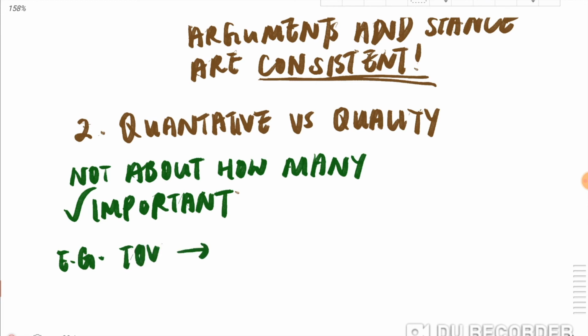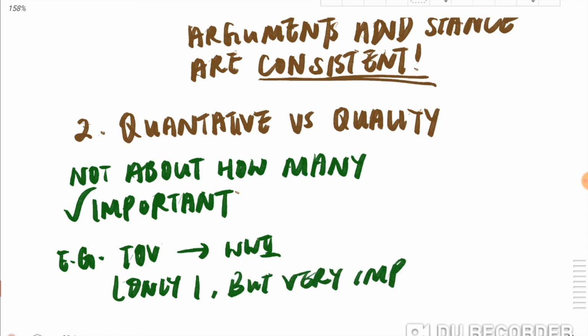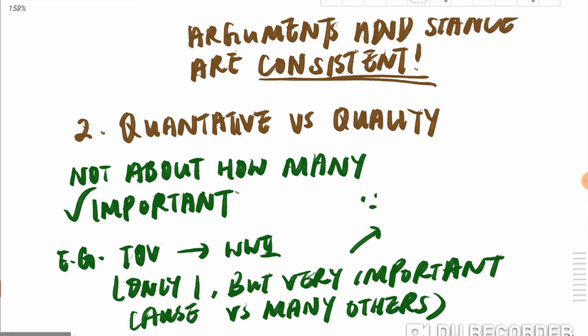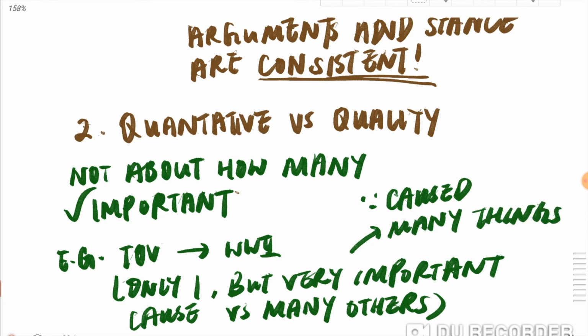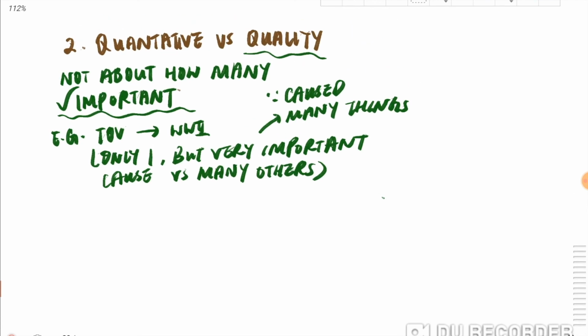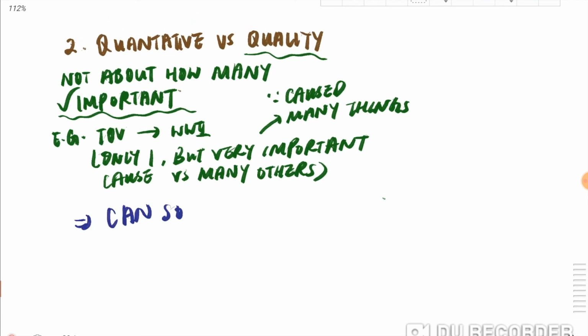For example, for the Treaty of Versailles, we usually say it's probably one of the most important causes of the Second World War because it caused a lot of other problems, such as the weakness of the League of Nations. And then we can see how the one cause, the Treaty of Versailles, was very important in causing a lot of other problems in Europe at that time, leading to a higher possibility of the Second World War. So it's more of an important cause than a quantitative cause.